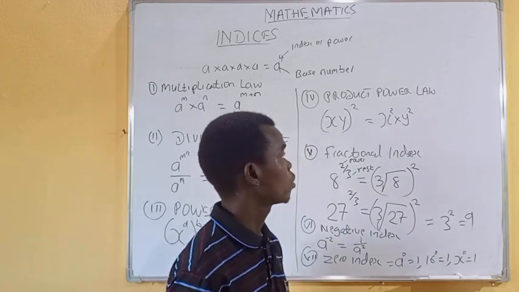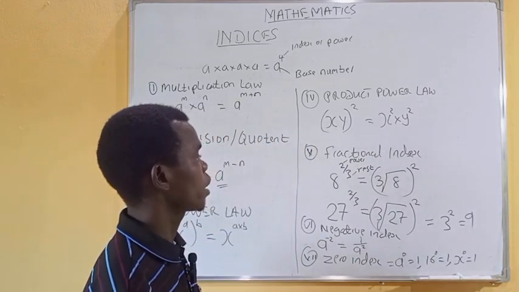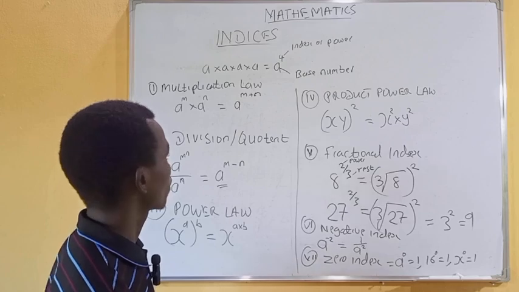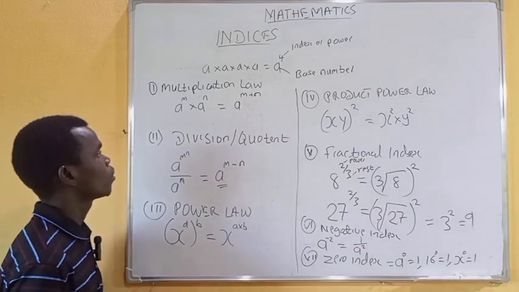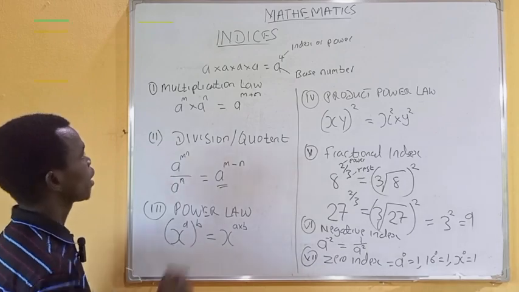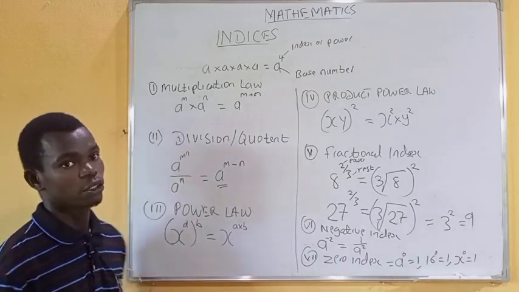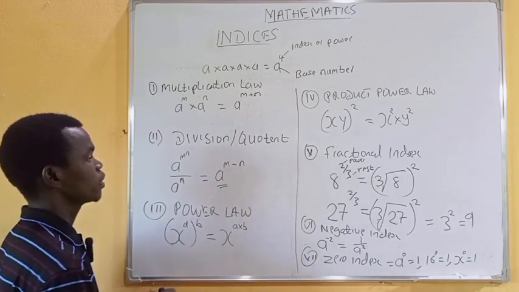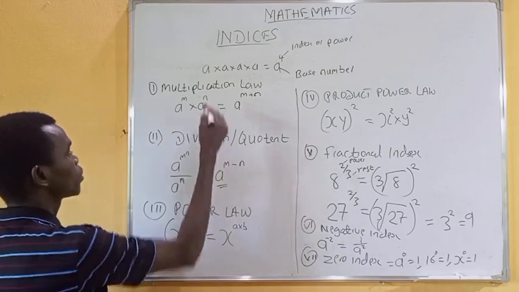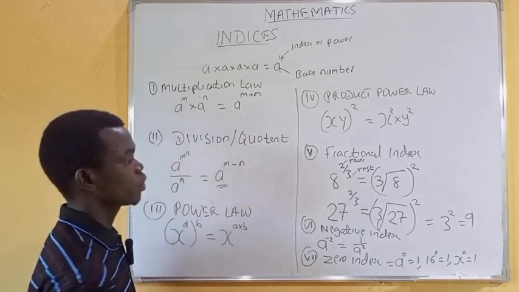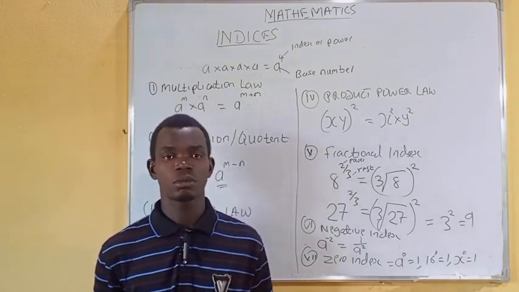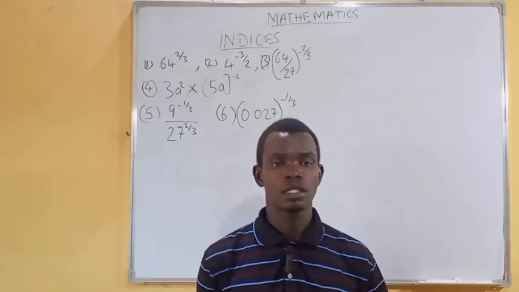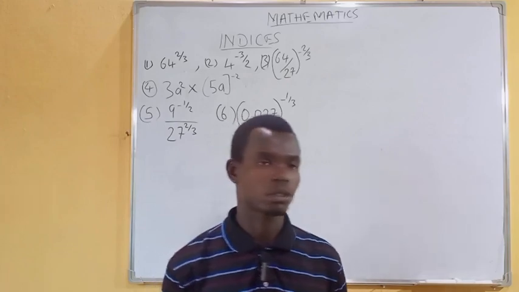These are the laws governing indices, and they can be used interchangeably. And the most important laws of indices are multiplication and division. All other laws are used to simplify the indices so that we can use the multiplication or the division law. So let's solve some examples on indices. Let's solve this question using the laws of indices.